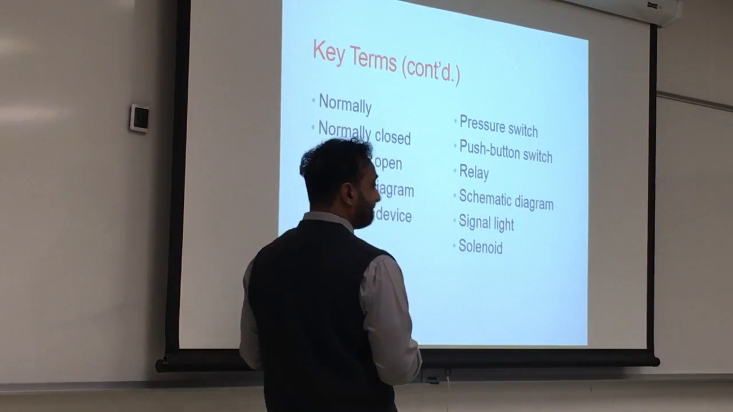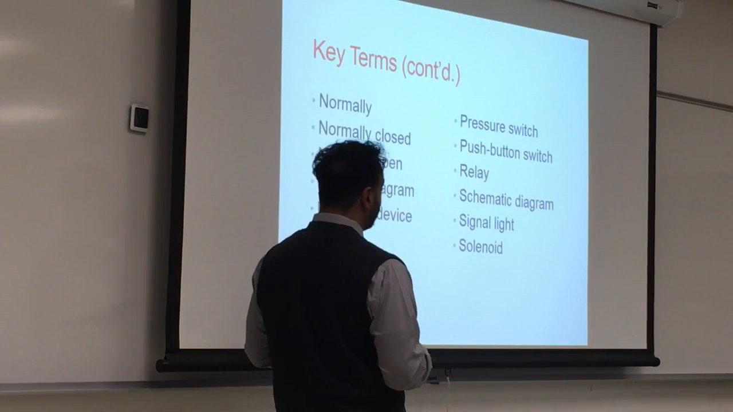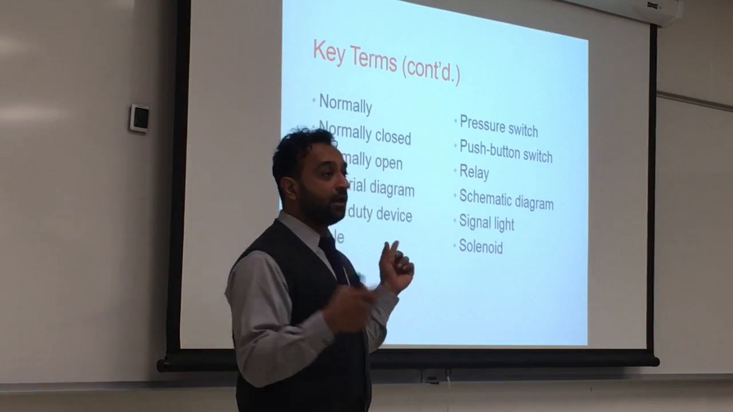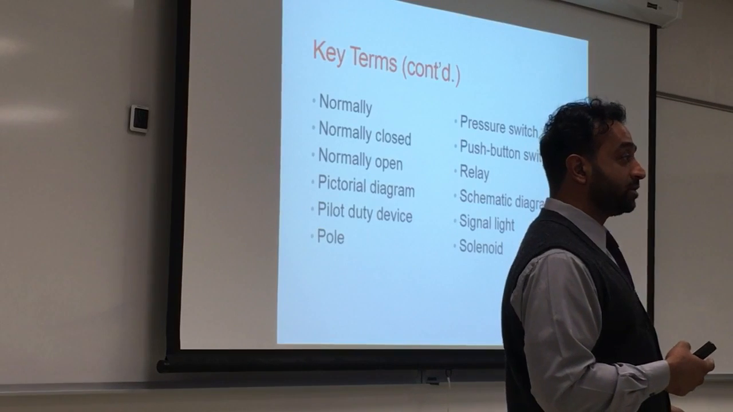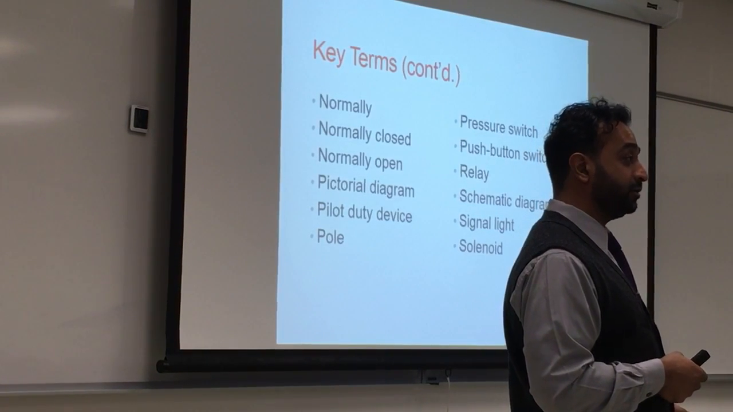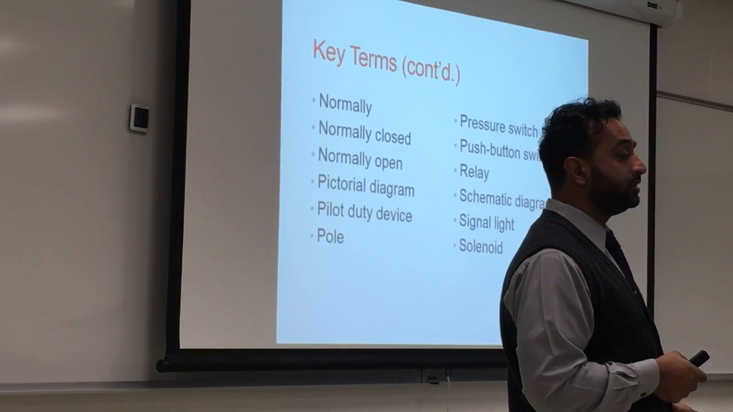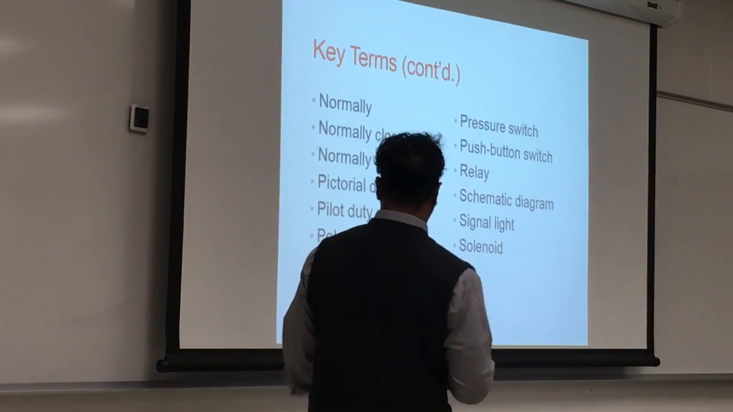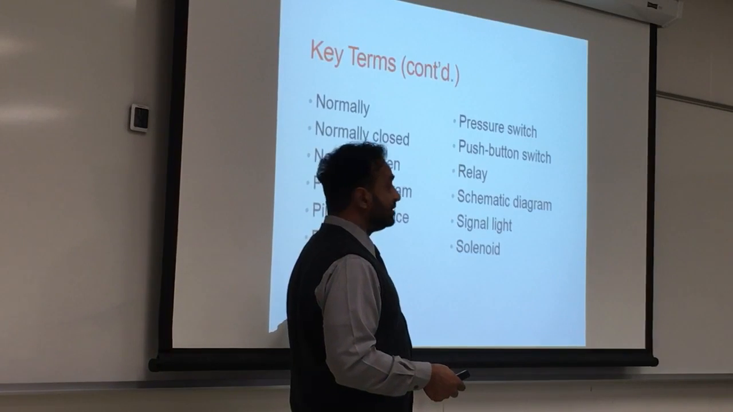Pictorial diagram. Basic diagram. Pilot duty device. What does that mean? Don't worry about it, but it's about some stuff that's always on until called upon. Like the thermostat is always on until it's activated. That's pilot duty. For a gas furnace, for a gas boiler, you have a pilot sometimes where the gas is always on. Pole, what's a pole? A connection.